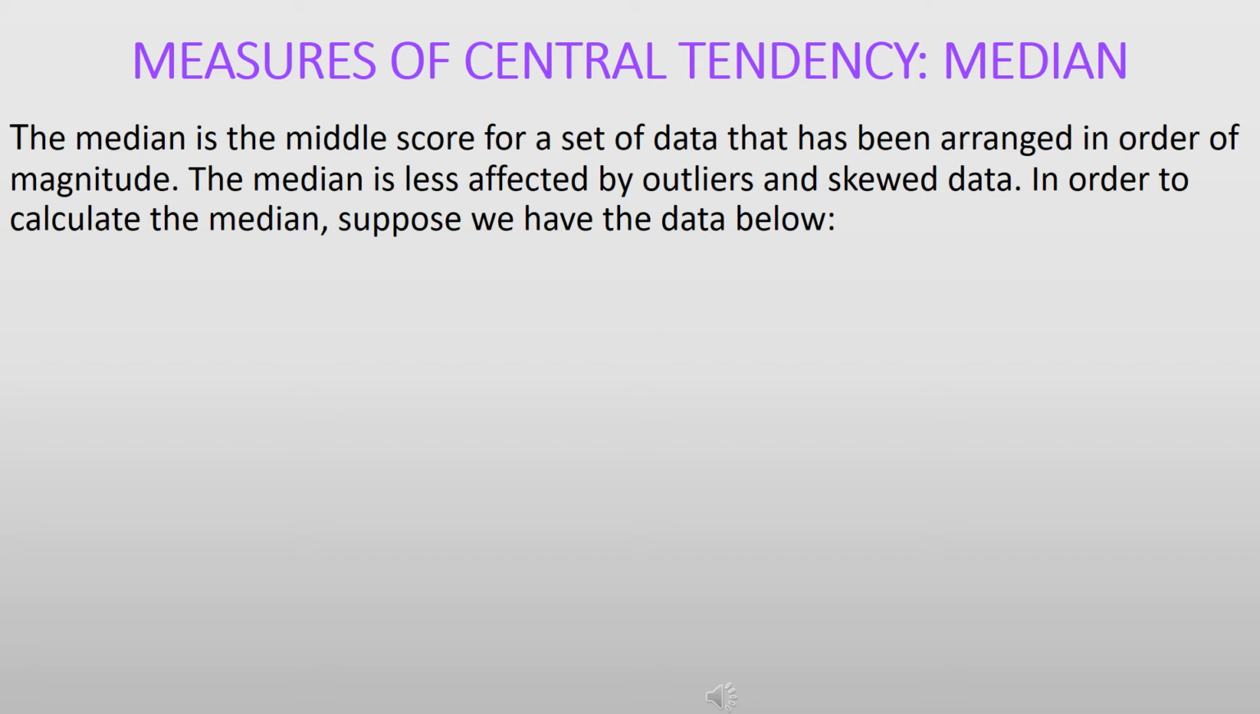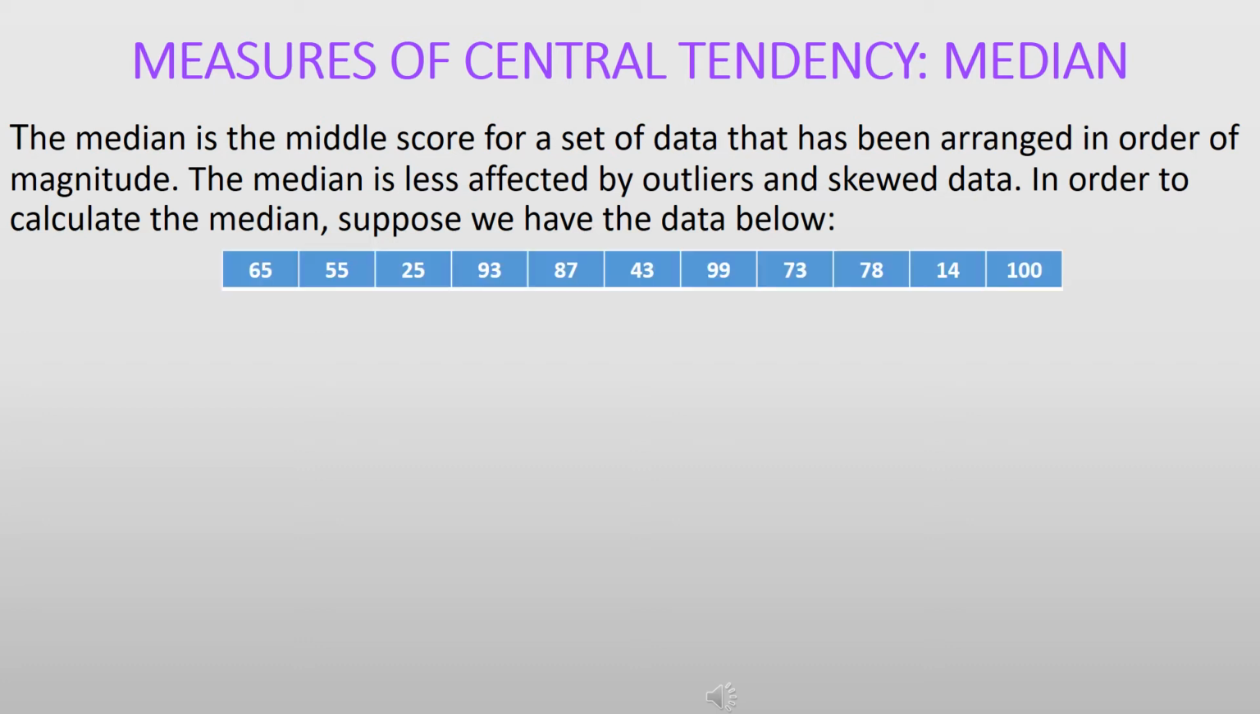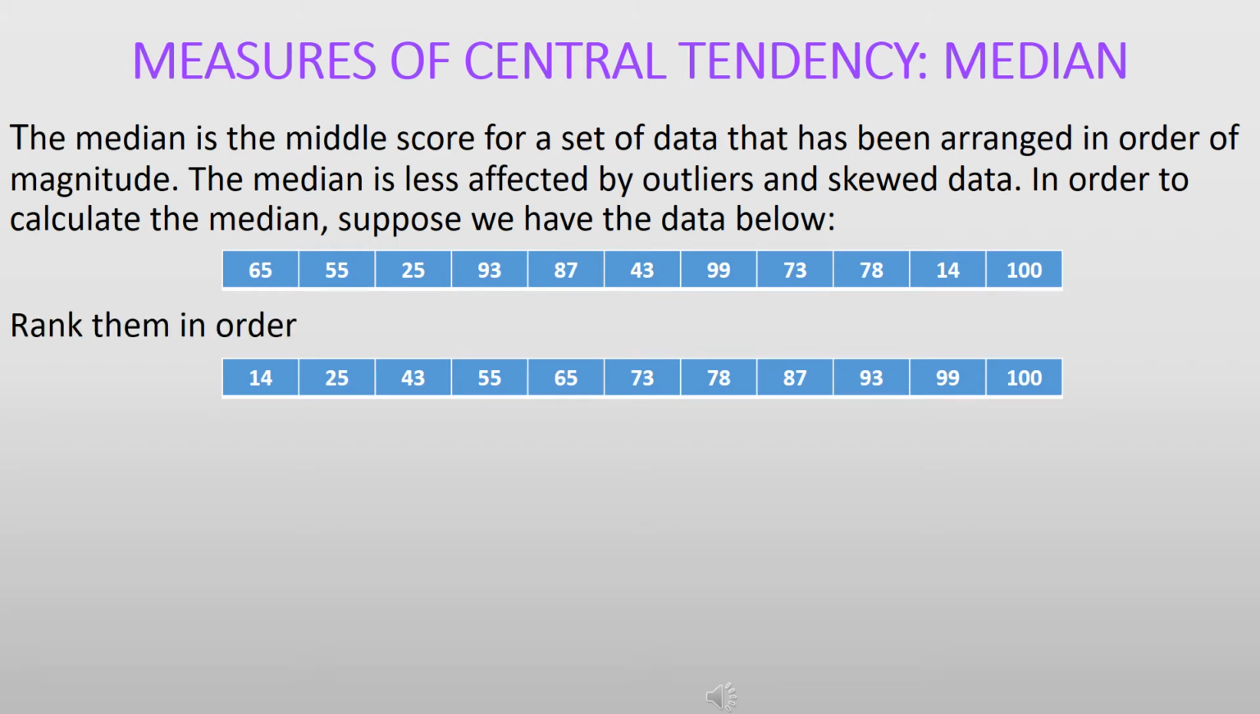The median is the middle score for a set of data that has been arranged in order of magnitude. The median is less affected by outliers and skewed data. In order to calculate the median, suppose we have the data below. The numbers in the data are 65, 55, 25, 93, 87, 43, 99, 73, 78, 14, and 100. When we rank them in order from smallest to largest, the median or middle value is 73.